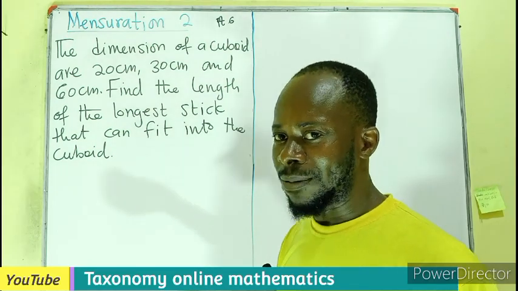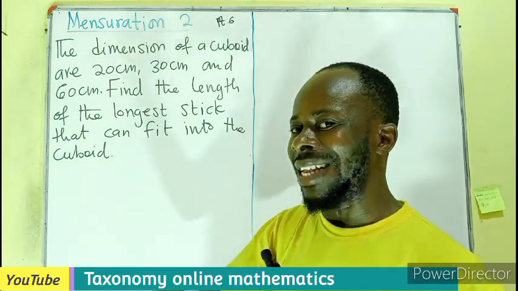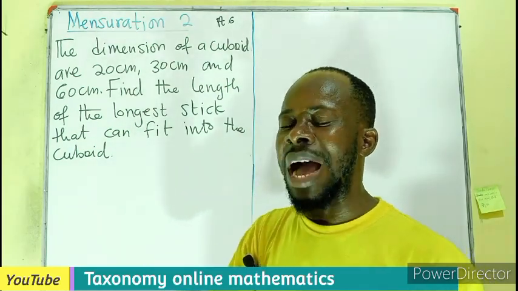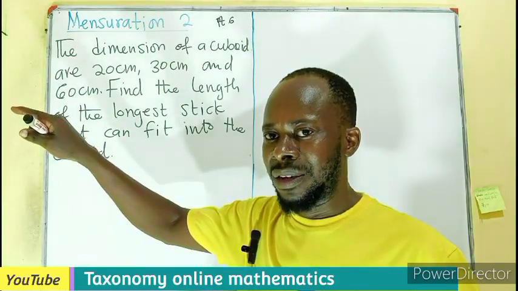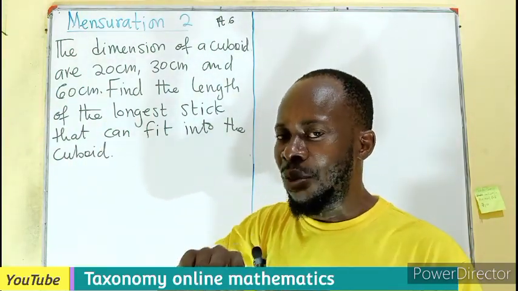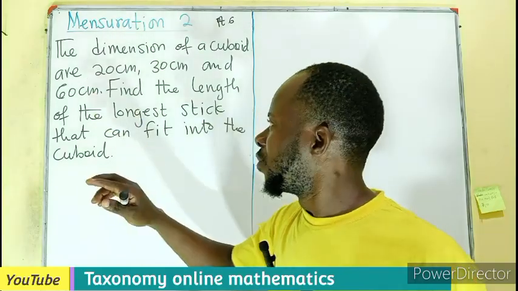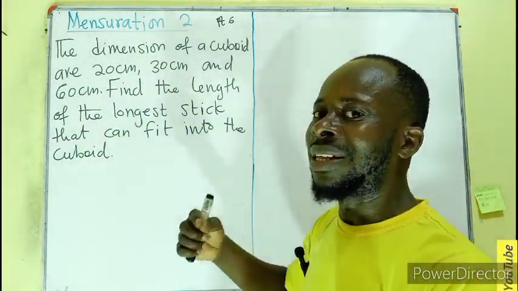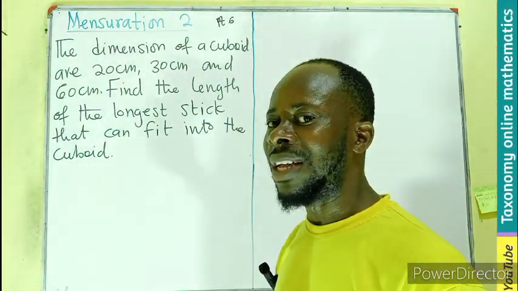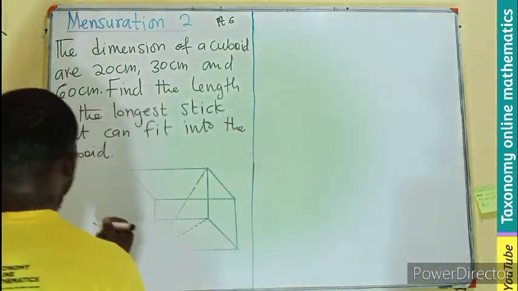So you take a cuboid, you put a stick in it. That stick is going to serve as the diagonal. So if you put a stick in the cuboid, it will serve as a diagonal. So you're only looking for the length of that diagonal. Let's make a sketch and see how we can do that.